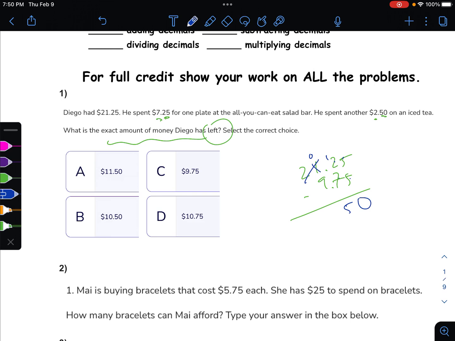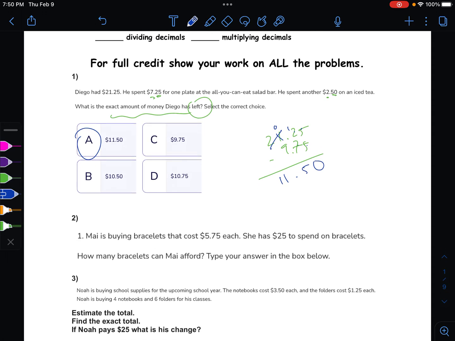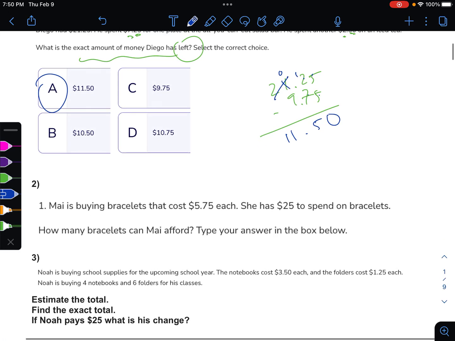And I've got 20 minus 9, so that's 11. So $11.50. Is that one of my choices? It is. I love when that happens. If it doesn't show up, it's a little bit like, yikes.